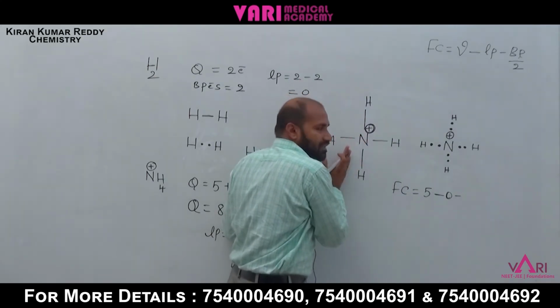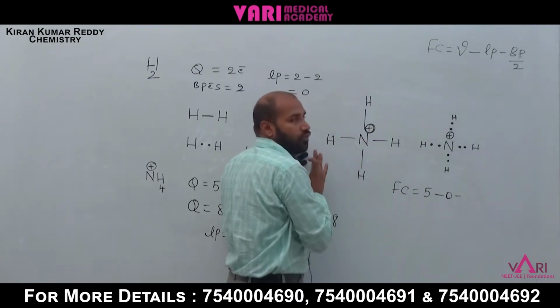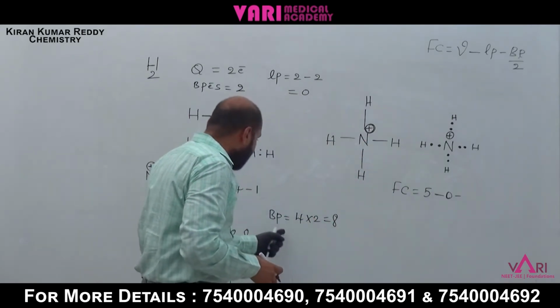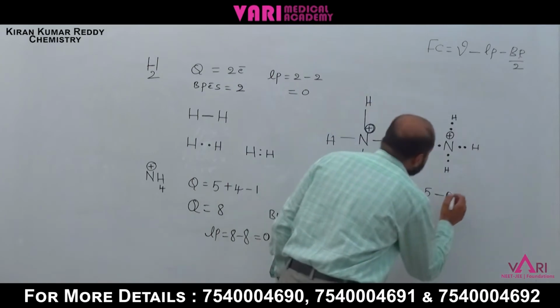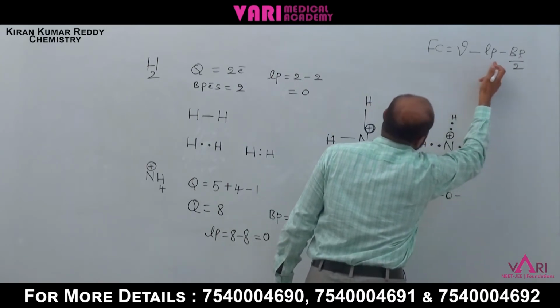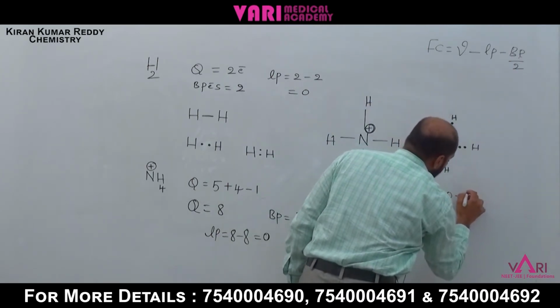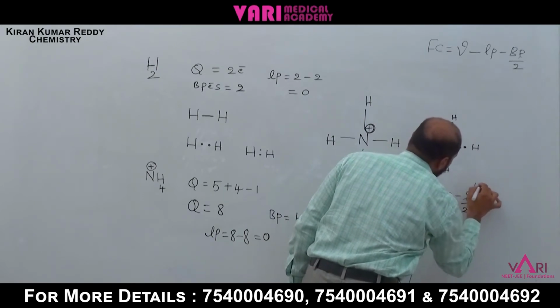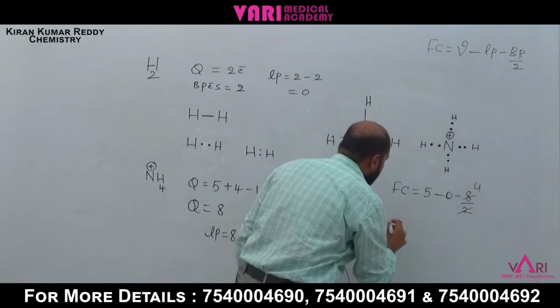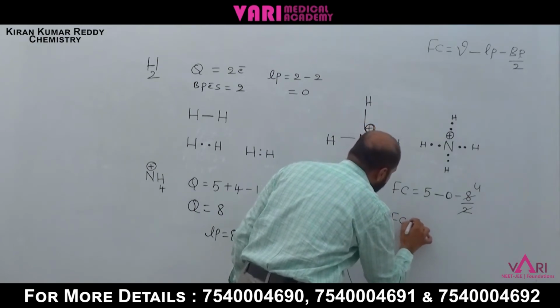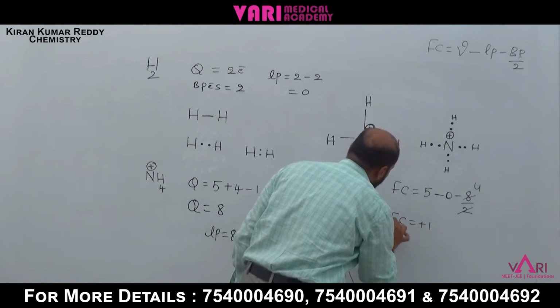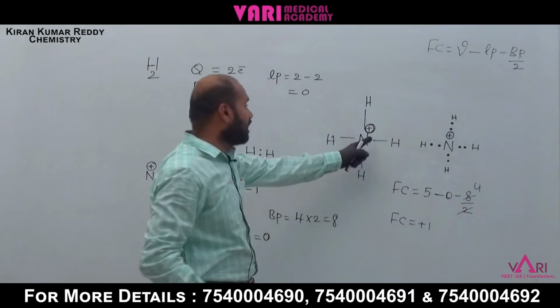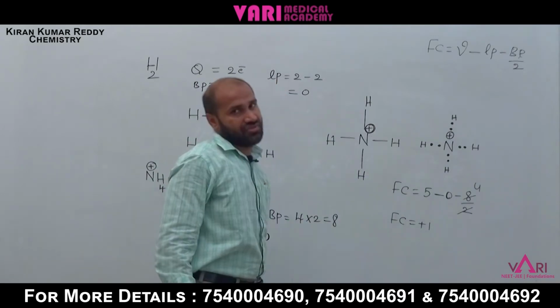How many bonds? Bonds is equal to 4. 4 bonds means bond pair of electrons is equal to 8. What is the formula? V minus LP minus BP by 2. Bond pair of electrons are 8 by 2, that is 4. 5 minus 4, that is formal charge is equal to plus 1. Nitrogen having plus 1 formal charge.